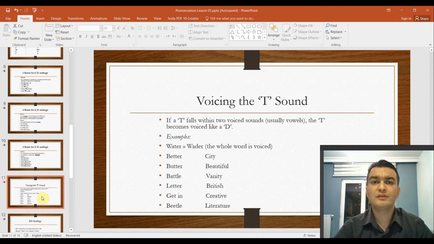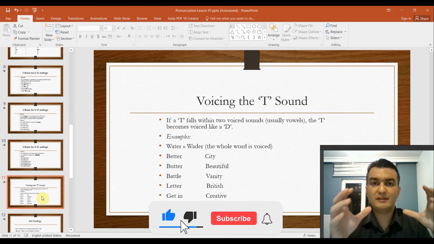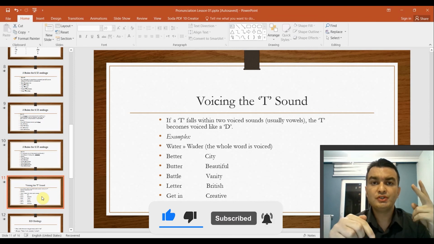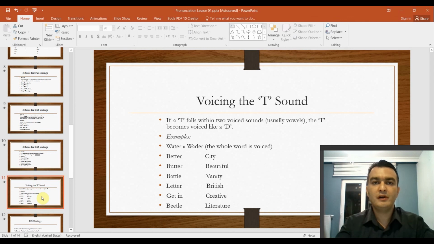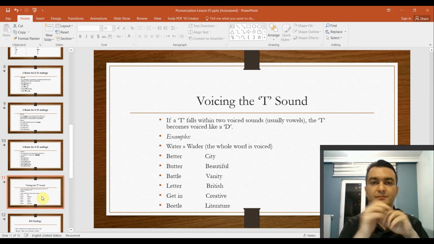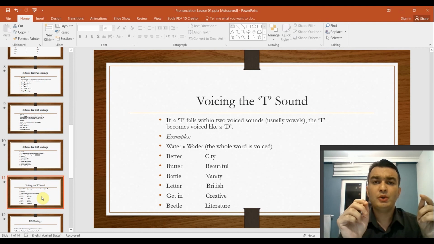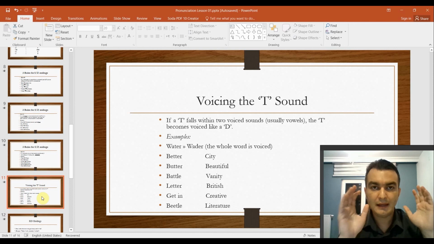Now we are going to talk about voicing of the t sound, okay? This is only for American English and maybe somehow Canadian English, okay? So what happens here if the t sound falls between two voiced sounds? One more time. If the t sound falls between two voiced, vibrated sounds, then you have to change t into d. Understand? In American English.